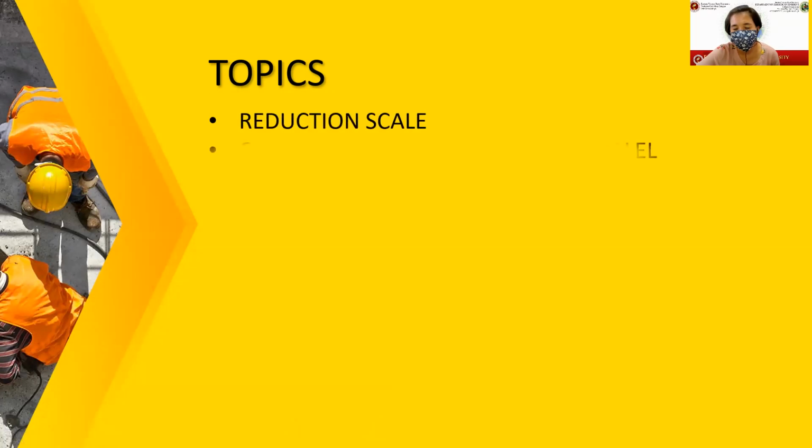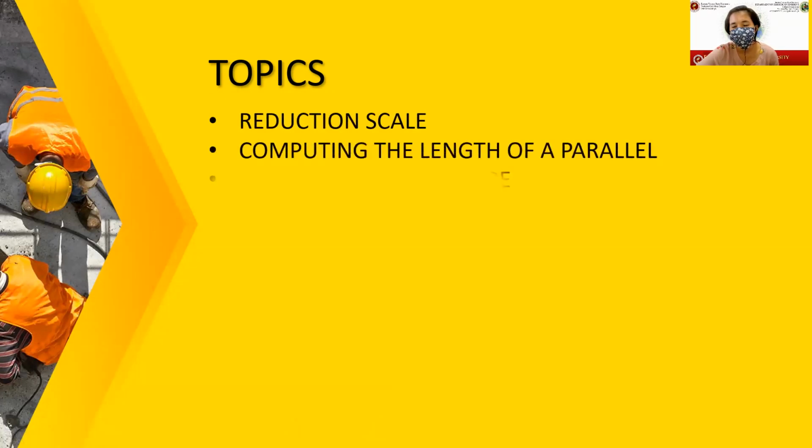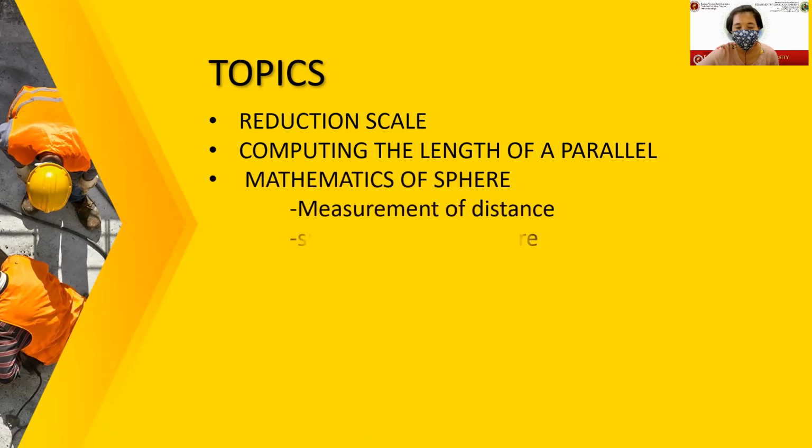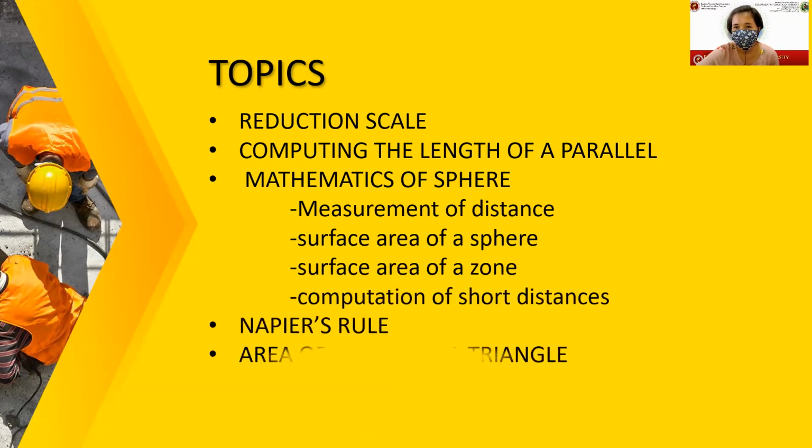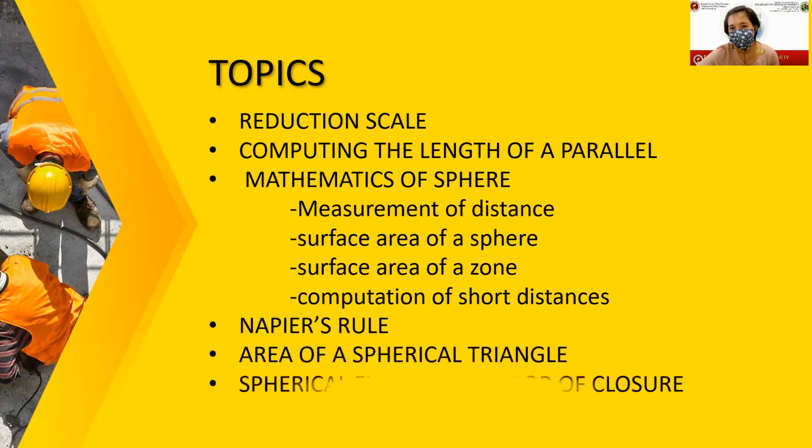We are going to discuss here reduction of scale. You already know this and you discussed already this one in Carto. We have computing the length of the parallel, mathematics of sphere, including the measurement of the distance, the surface area of the sphere, the surface area of a zone, and computation of short distances in a globe. We are going also to discuss what is Napier's rule.